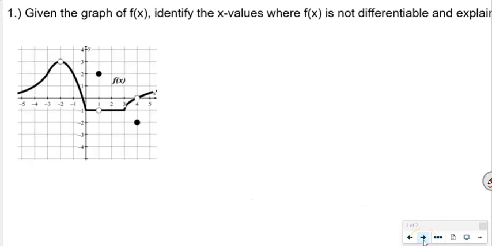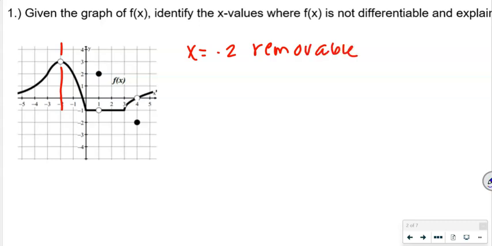Number 1 says, given the graph of f of x, identify the x values where f is not differentiable and explain. So anytime we have a hole, like we have one right here, y'all see that? That's going to be x equals -2, and that's because it's removable. Remember, that's what that means. Okay, and we're just going to go from left to right.